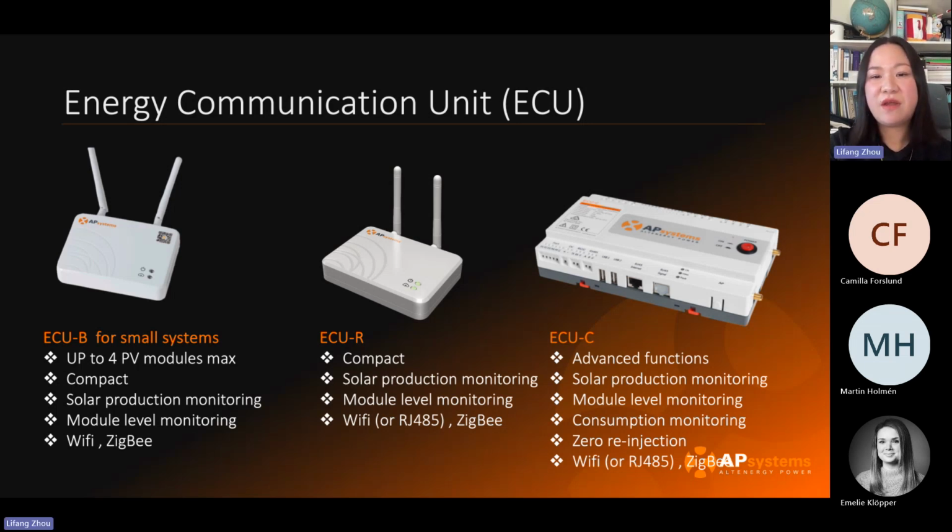They can connect to the internet by Wi-Fi or by cable. But between the ECU and the QT2 microinverter, the connection is wireless, using Zigbee. And I would say the longest distance between the ECU-R and the QT2 is normally 100 meters. That's no problem in an open area.